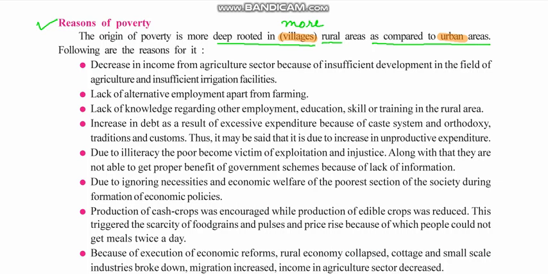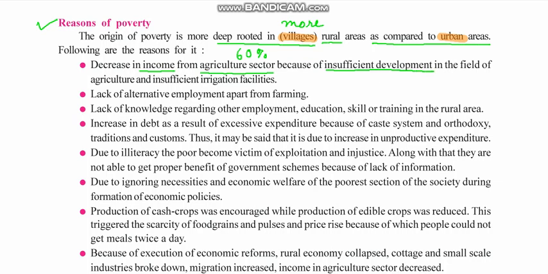Let us say, decrease in income from agriculture sector, because of insufficient development in the field of agriculture and insufficient irrigation facilities. Now agriculture sector, we know that almost 60% of the population of India is dependent on agriculture, and when the income from this particular sector decreases, it creates a lot of impact on this particular portion of population and it creates poverty.